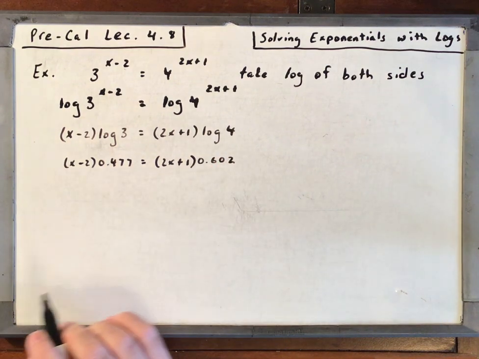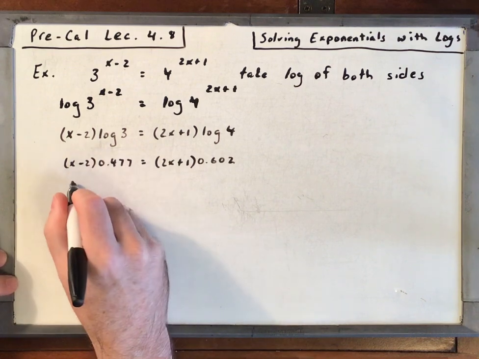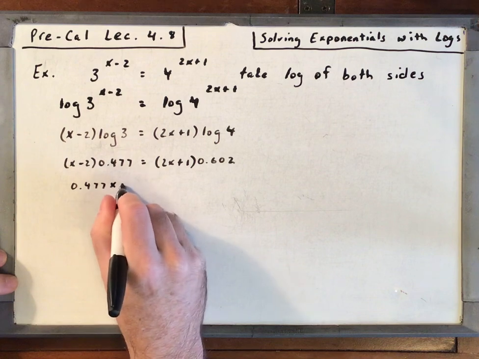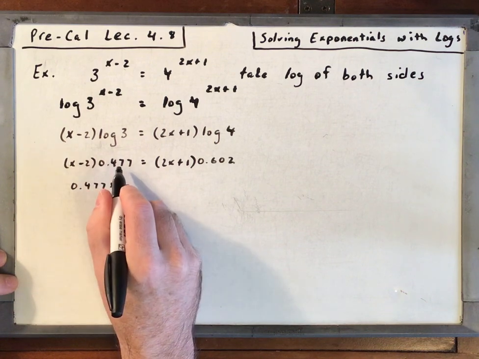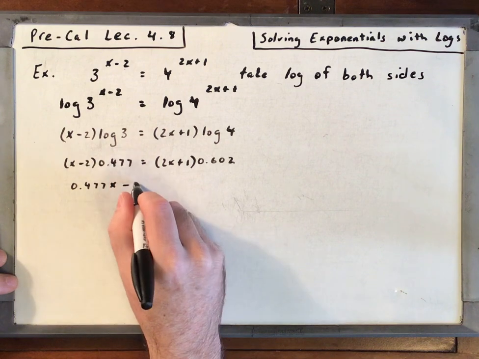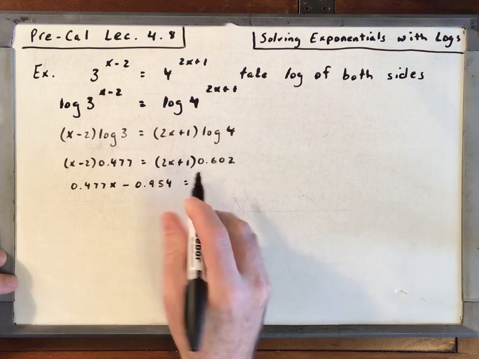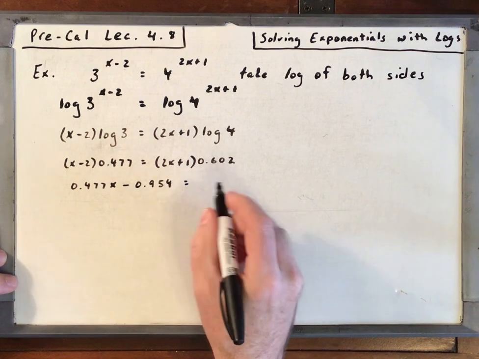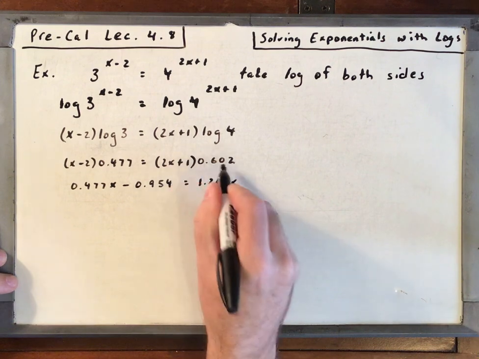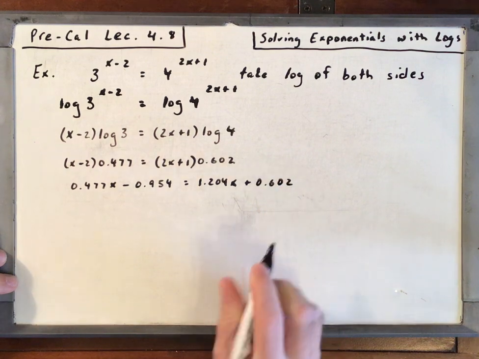Now we've just got a good old linear algebra equation. So I'm going to distribute the 0.477. 0.477x minus 2 times 0.477. So that would be 0.954. Equals then 2x times 0.602. That'd be 1.204x. And then 1 times 0.602, plus 0.602.